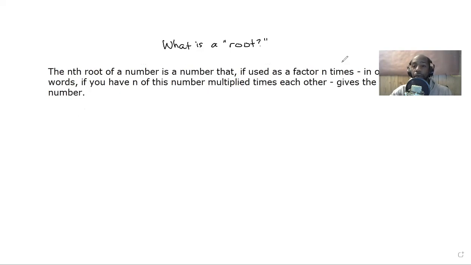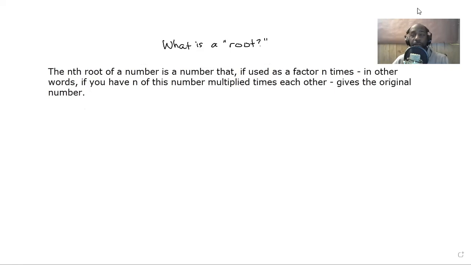So the nth root of a number is a number that if you use it as a factor itself n times, where n is going to stand for some sort of number. So if you have, for example, 2 number 2s, you can get 4. So that means that 2 is a second root of 4 because n is 2. That means that 2 is a second root of 4 because you have 2 2s multiplied times each other and you can get 4.